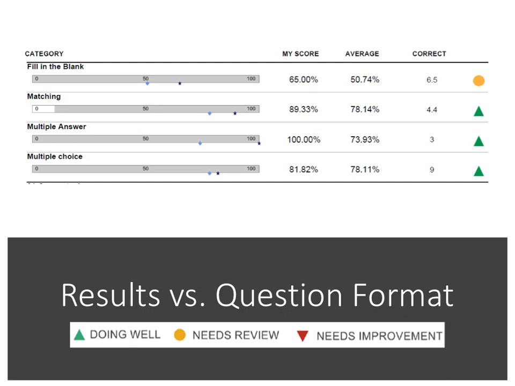In our first set of categories, we're looking at fill-in-the-blank, matching, multiple-answer, and multiple-choice type questions. Multiple-answer doesn't tell us a whole lot of information. It just means there was more than one answer to be given for a question. And we see that students typically dislike fill-in-the-blank the most of all question types.